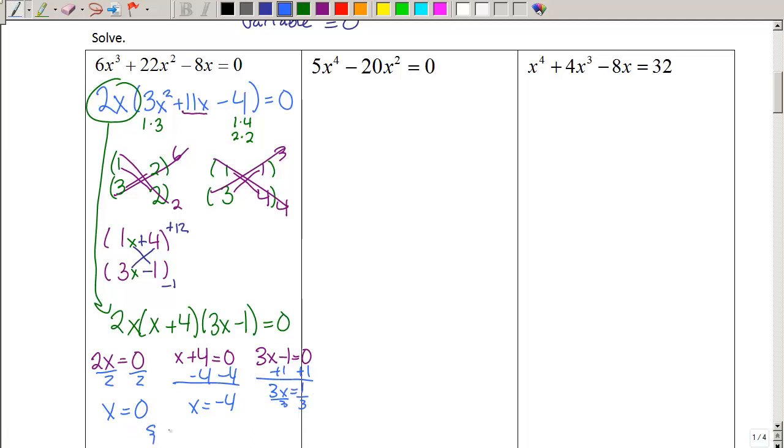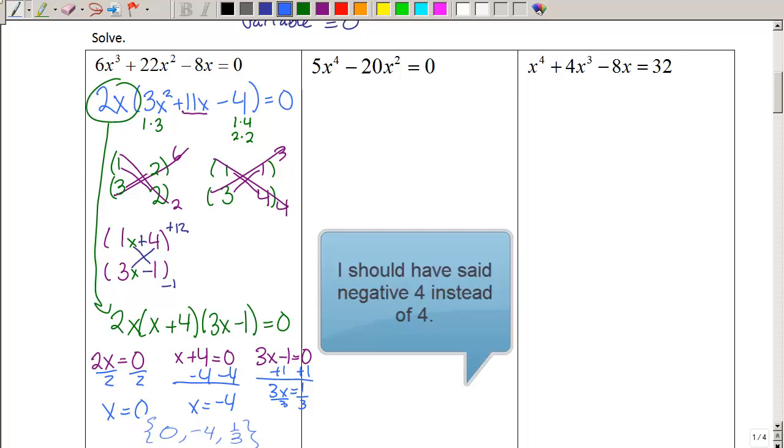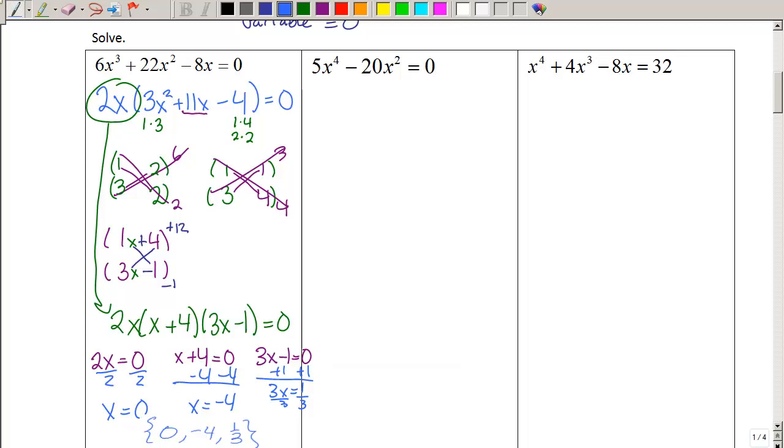My solution set is 0, 4, and positive 1/3. My next practice problem, 5x to the 4th minus 20x squared equals 0.